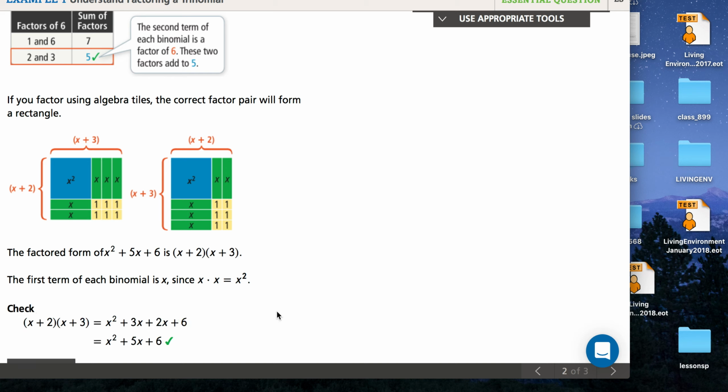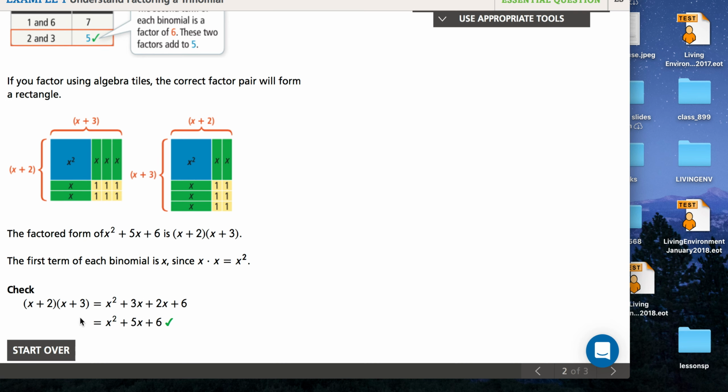Let's check. Now, x plus 2 times x plus 3, as we did here, we do the same thing. So we multiply each product here, and we get x squared plus 3x plus 2x plus 6. So this is x squared plus 3x, this term here corresponds to this, plus 2x, which are 2 x's here, plus 6 ones, as you see here, plus 6.